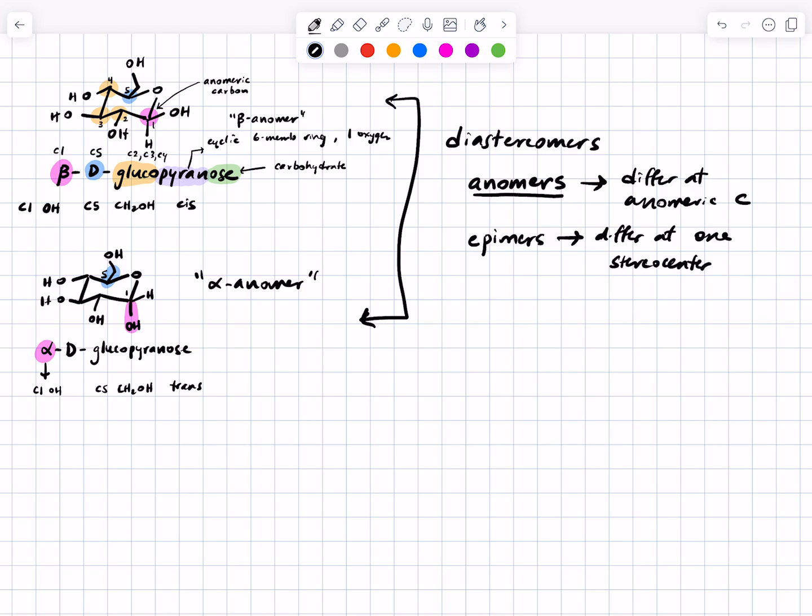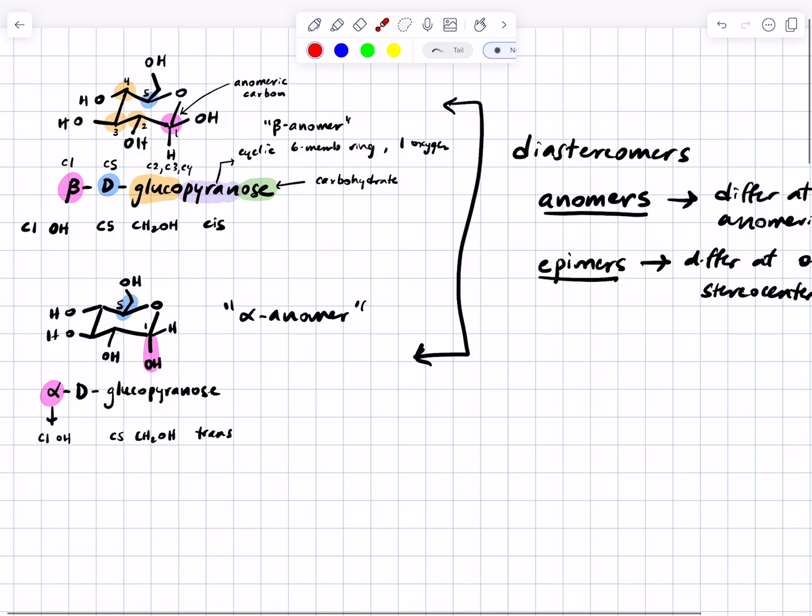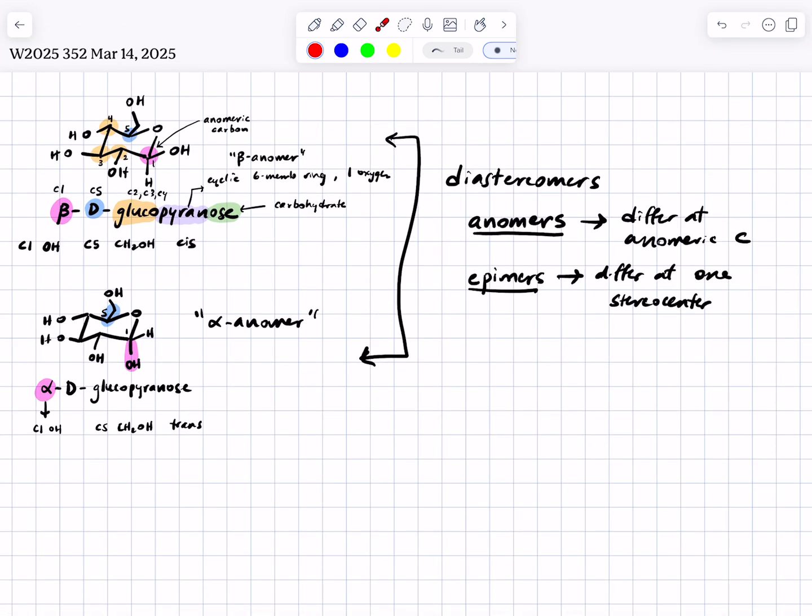So you will hear people use these terms to talk about the relationship between the alpha and the beta anomers. They are diastereomers. They differ at the configuration of the anomeric carbon. They're also epimers because they differ in stereochemistry at one and only one stereocenter. Okay. Other questions about the vocabulary?